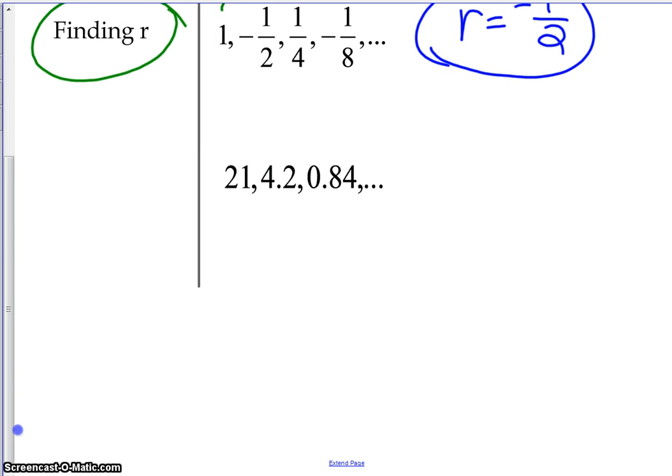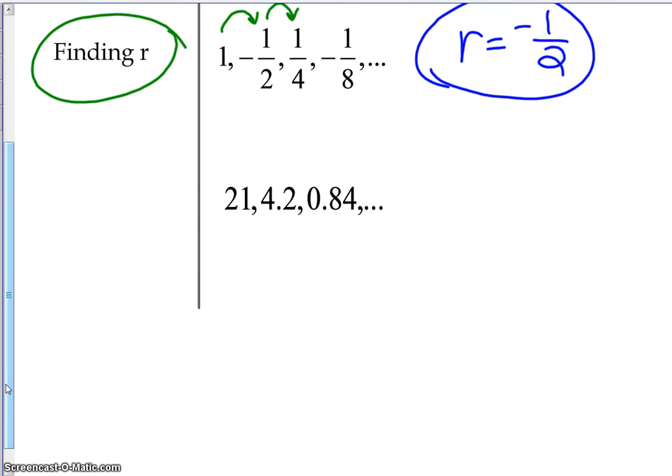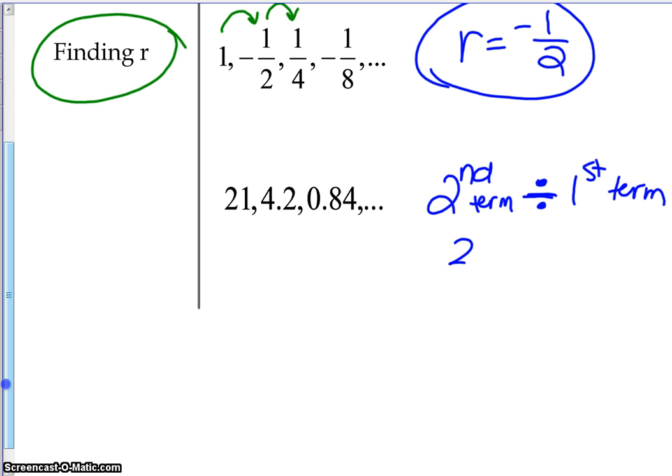Now what happens here, if it's not so visual that you can kind of see, oh, it's going down by half? Well, the best way in this case, now before when we had arithmetic series, we said you always have this option of taking the second term and subtracting the first term, because in an arithmetic series we were adding. Now we're going to take the second term and divide it by the first term. So here we're going to take 21 and divide it by 4.2.